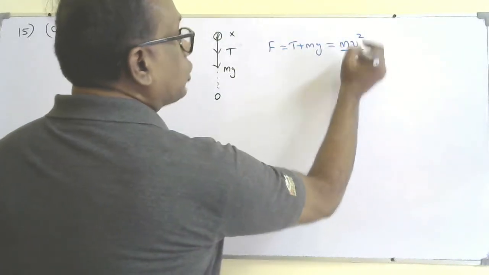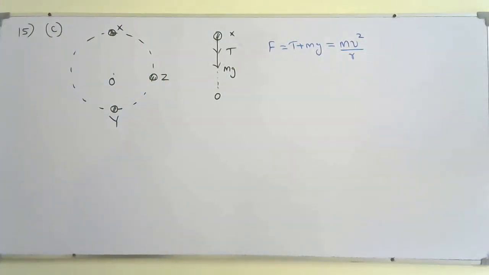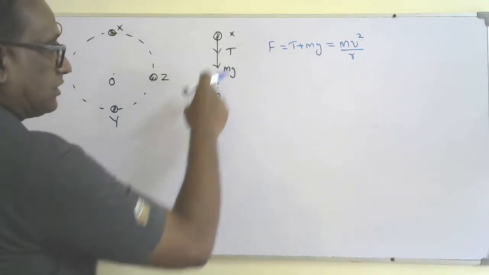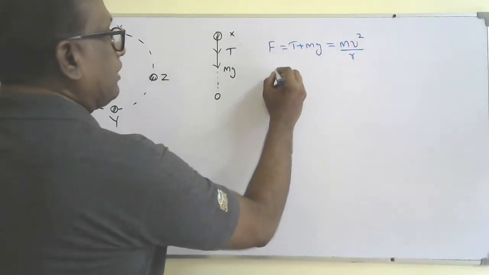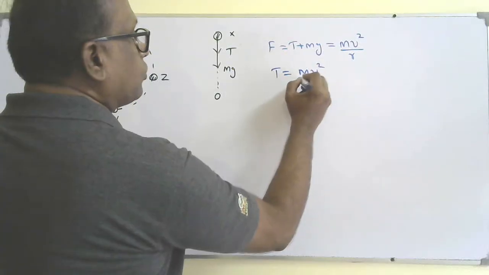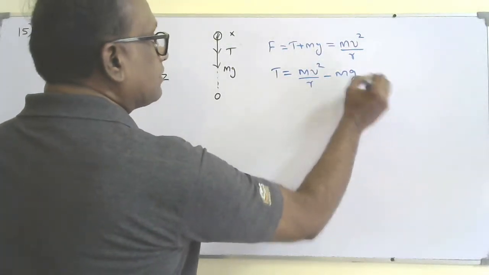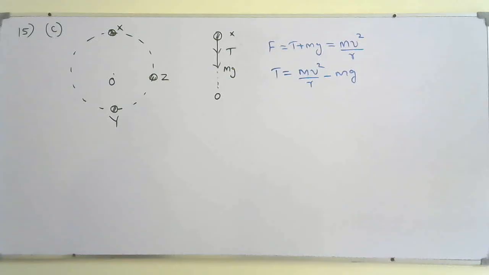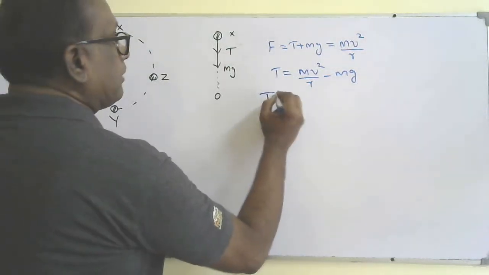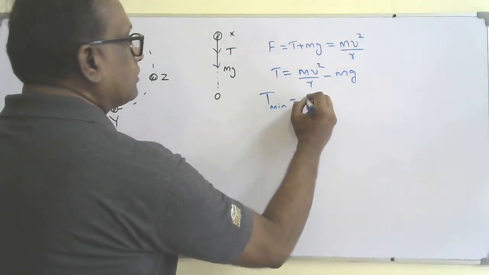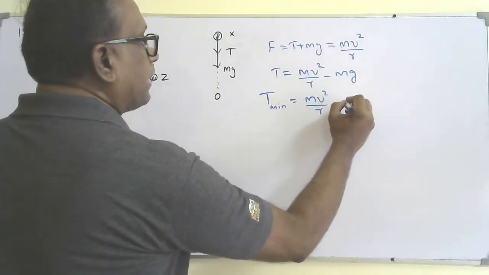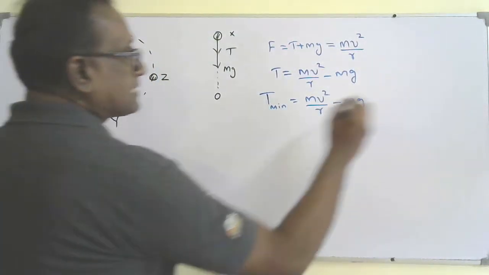He is moving it at constant speed. The question says the ball is rotated at constant speed, so mv squared over r, the centripetal force, is constant. T plus mg is the resultant force towards the center, so T will be equal to mv squared over r minus mg. That will be the lowest tension. That means when the ball is at the highest position, the tension will be the lowest. T minimum is equal to mv squared over r minus mg, at X.